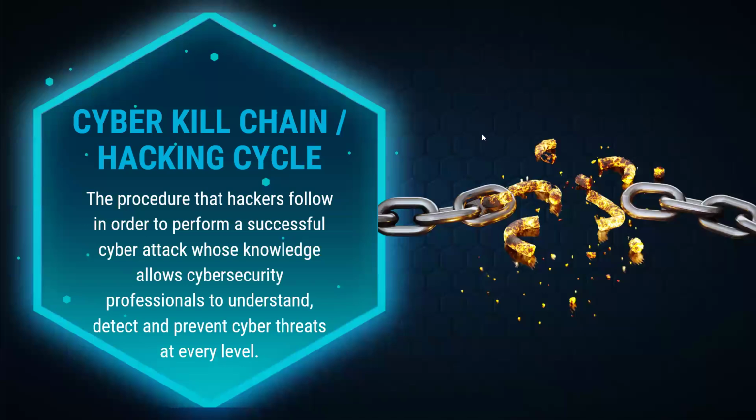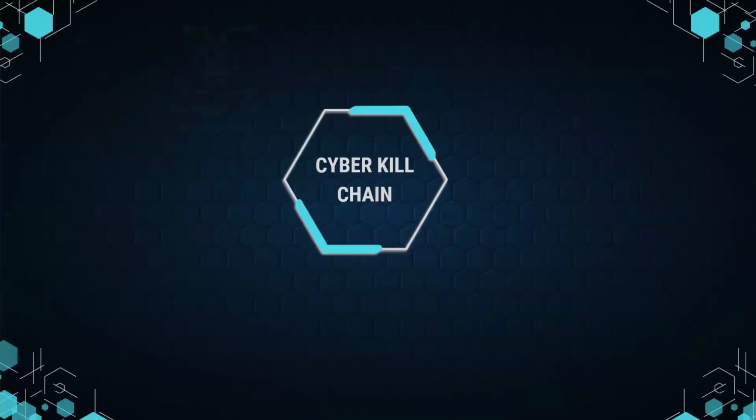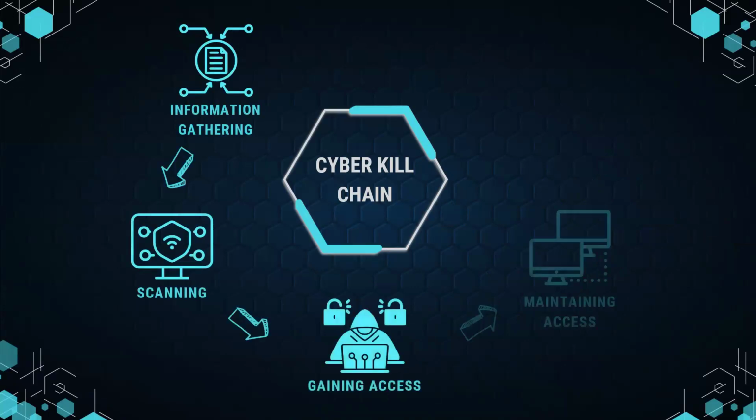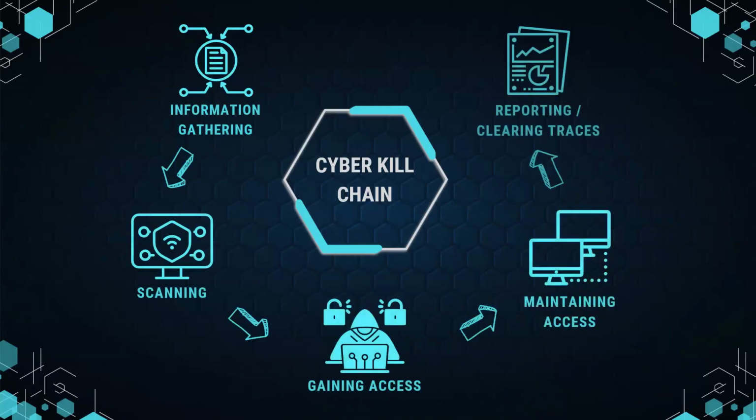Assuming no questions, let's talk about the steps involved in this procedure, called the cyber kill chain now. Your cyber kill chain consists of 5 important steps. First step is called information gathering. Second step is called scanning. Third step is gaining access. Fourth step is maintaining access. And the last step is reporting or clearing traces.